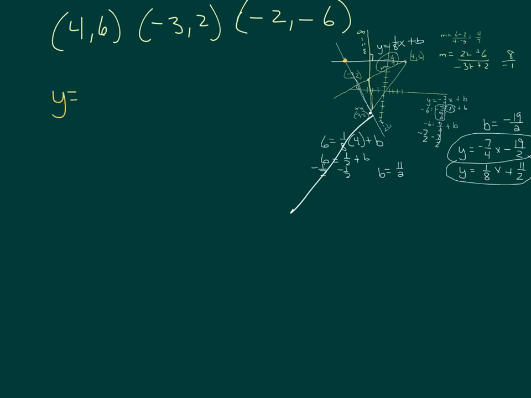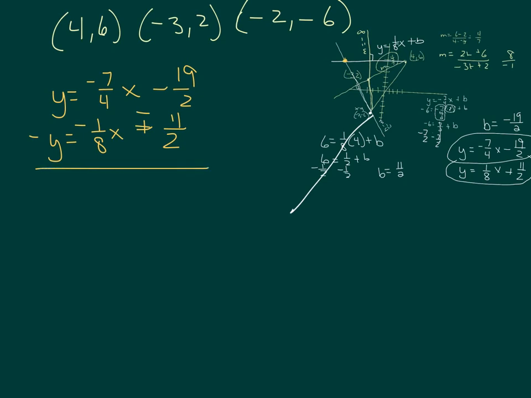y equals -7 x minus 19 halves, and y equals 1/8 x plus 11 halves. If I multiply the bottom by a negative, I will eliminate my y's. I'll have a positive y and a negative y, right? So let's do that. I'm going to use linear combinations. If I multiply everything by negative, everything just changes signs. These cancel and will leave me with 0 on that side. Equals. Now, -7 over 4 minus 1 over 8. What is that?